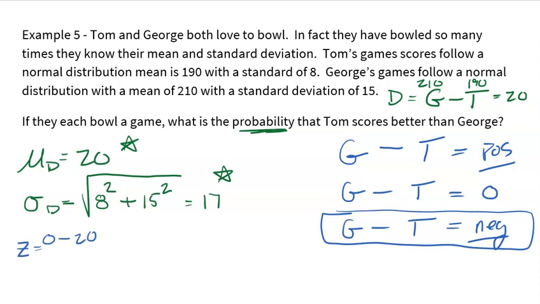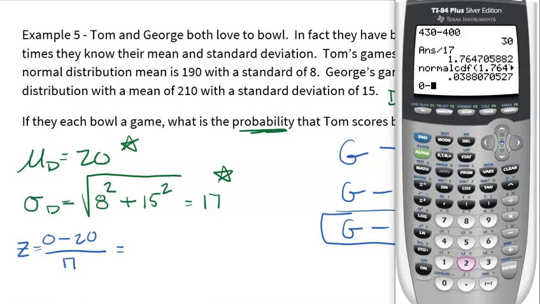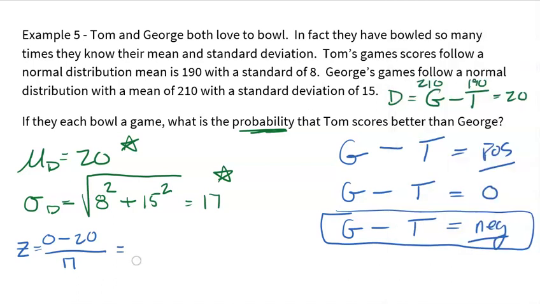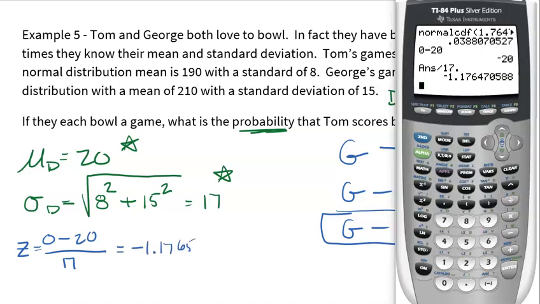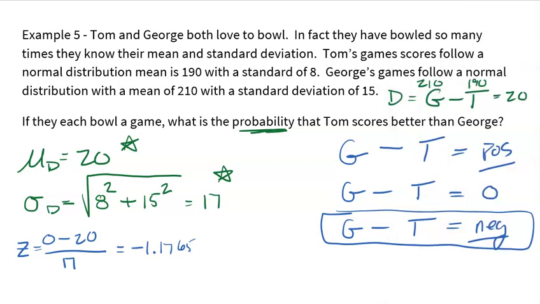I need to subtract 20, that's the difference I expect, divided by the standard deviation. So 0 minus 20 is negative 20, obviously, divided by 17. Negative 1.1765. I'm going to double check that I wrote that down right. Yep. All right, so what this means is that if the z-score is below that, then the difference is negative. And that means Tom did better.